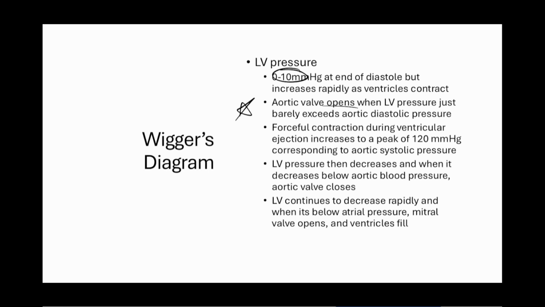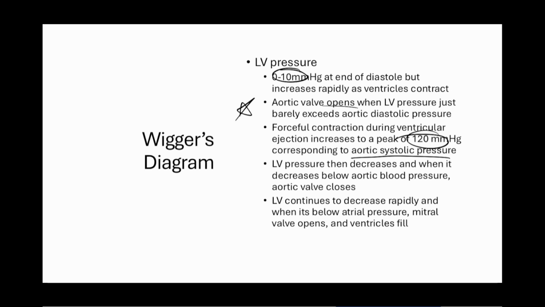That's why high blood pressure kills you, because the heart is a muscle. Just like any muscle in the body, the harder you work it, the thicker it's going to get. The problem is thick hearts don't work well. So you don't want that high pressure all the time. That means your heart has to squeeze higher than that every single beat. So when we look at systolic pressure, that is the pressure the heart has to overcome to open the door. Forceful contraction during ventricular ejection increases to a peak of about 120, corresponding to your aortic systolic pressure.